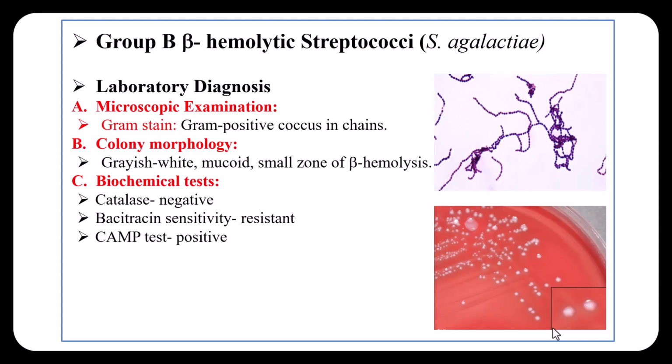And in the CAMP test, it's positive. That means they have the CAMP factor. I already explained the bacitracin sensitivity test and the CAMP test in the next slides. And usually it causes neonatal meningitis and sepsis. That's why pregnant women are screened for group B streptococci.